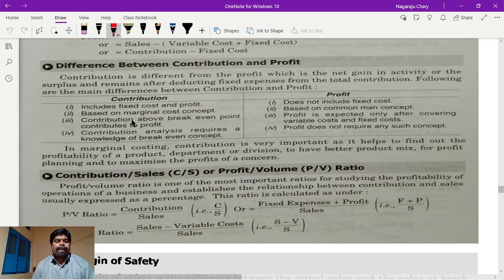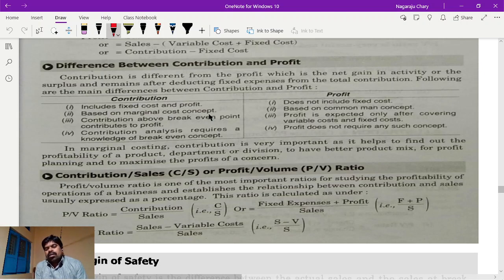Earlier we did it in the statement format, but here we are doing the equation format, so don't get confused. Now, the difference between contribution and profit. What are the differences between these two? Profit includes fixed cost and profit, whereas contribution does not include fixed cost, based on the marginal cost concept. So contribution is a technique, a tool under the method of marginal cost.